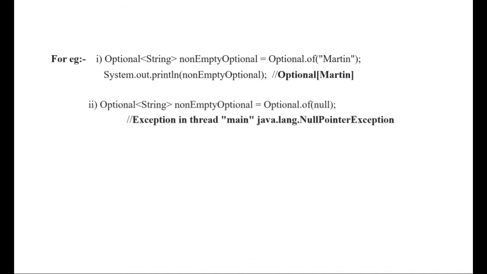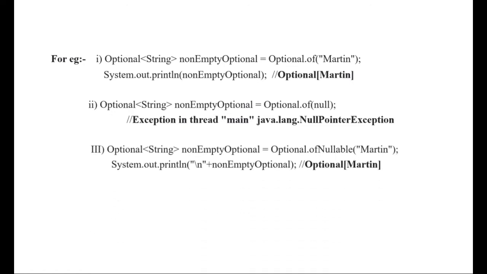Let's see the example. In the first example of the of method, we are passing a non-null value, that is Martin. It will return a non-empty Optional object. This is the output: Optional with Martin as a value. In the second example of the of method, we are passing null as an argument, then it throws a null pointer exception.